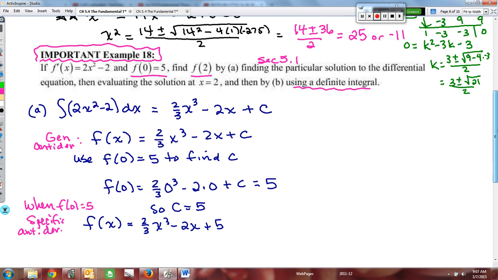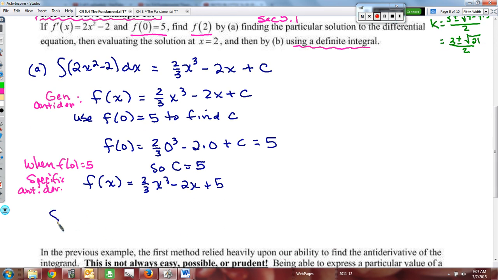And then the next part of this was, hey, find f of 2. So f of 2 on this specific one would be 2/3 times 2 cubed minus 2 times 2 plus 5, and we simply calculate our value. So we end up with 16/3 minus 4 plus 5, which is 6 1/3 or 19/3. Okay, so that's fairly straightforward. That's what we talked about in section 5.1.